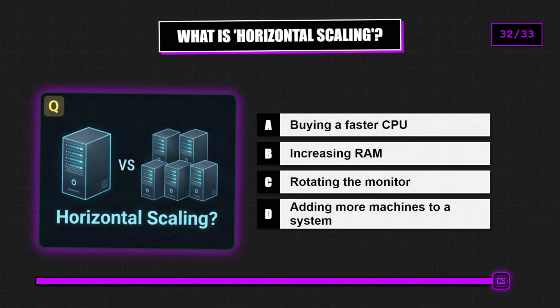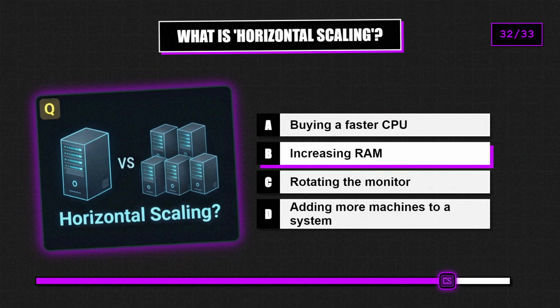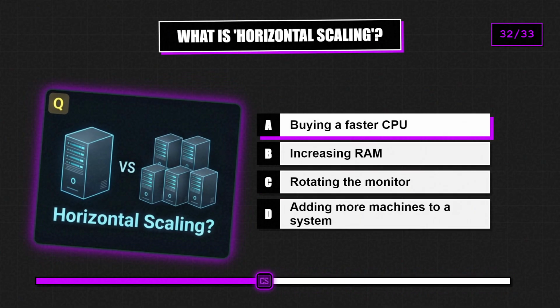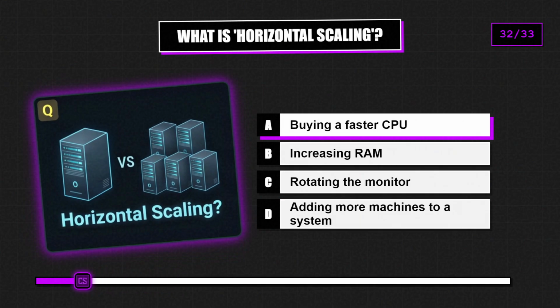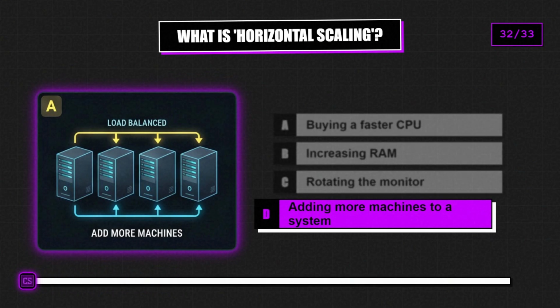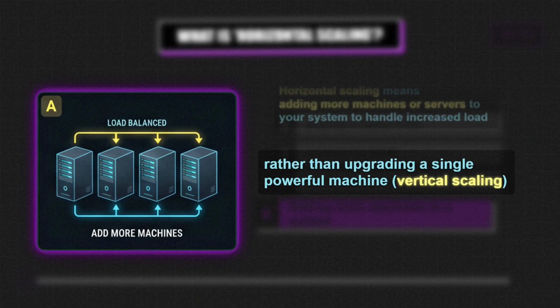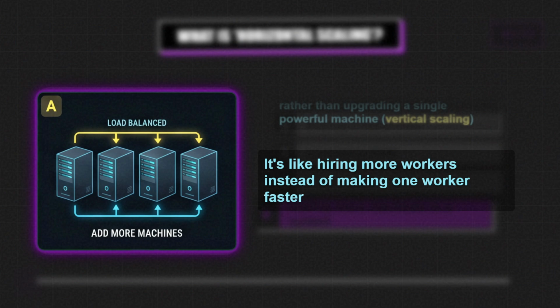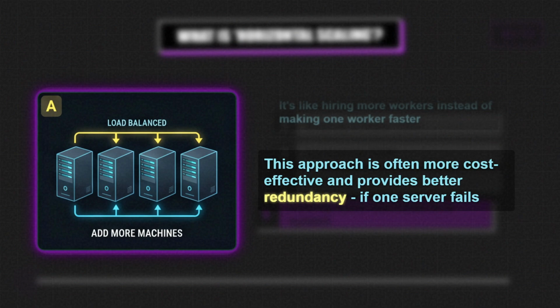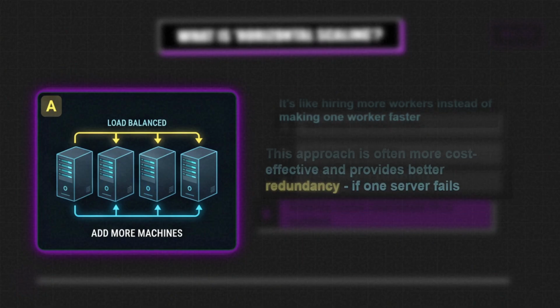What is horizontal scaling? Horizontal scaling means adding more machines or servers to your system to handle increased load, rather than upgrading a single powerful machine, which is vertical scaling. It's like hiring more workers instead of making one worker faster. This approach is often more cost-effective and provides better redundancy. If one server fails, the others keep running.